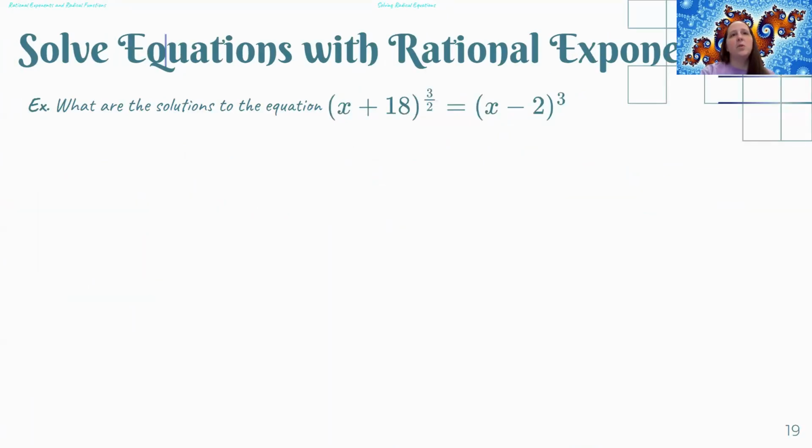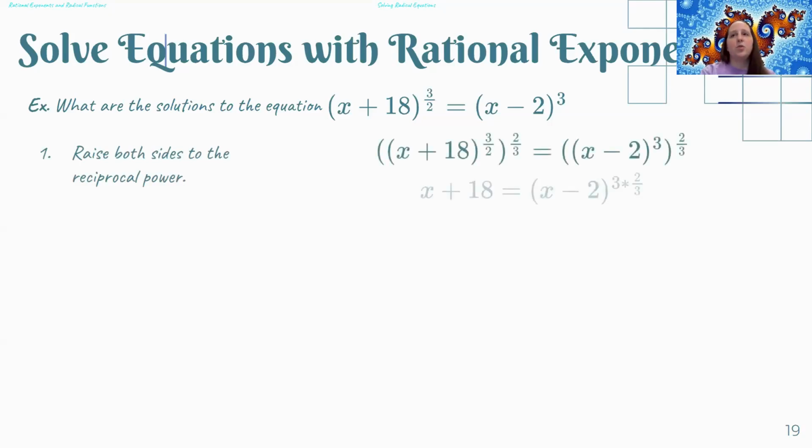What are the solutions to the equation (x + 18)^(3/2) = (x - 2)^3? So again, I'm going to raise this to the reciprocal power. So 3/2 becomes 2/3. When I do that, the left side of my equation becomes x + 18. The right side of my equation, I'm taking that 3 times 2/3 because it's a power to a power.